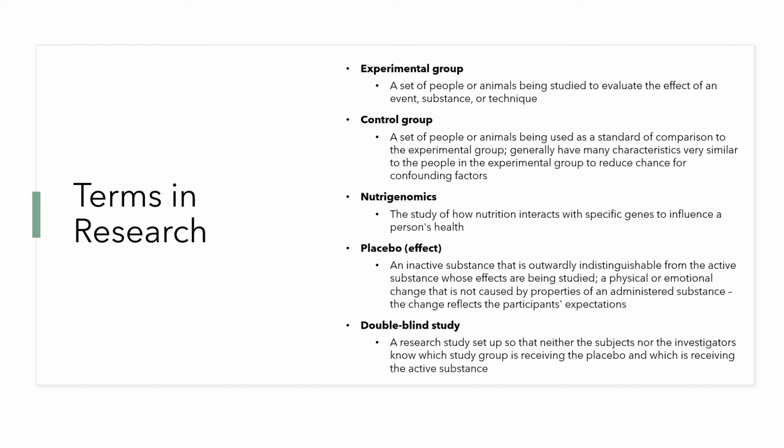And then the control group is the group who is very similar to the experimental group in every way possible. So generally having as many characteristics similar to the people in the experimental group reduces the risk of coincidence. But the people or animals in the control group do not receive the intervention. So they are the standard of comparison for the experimental group.